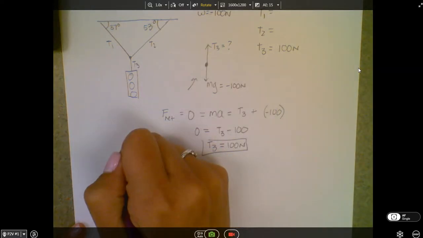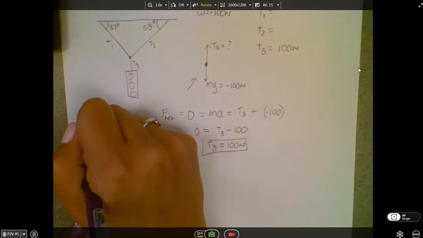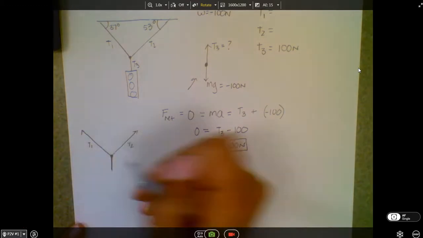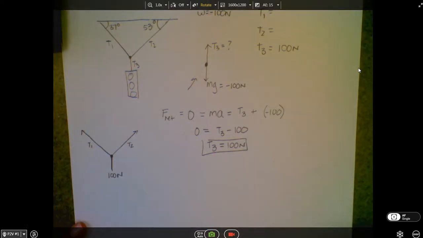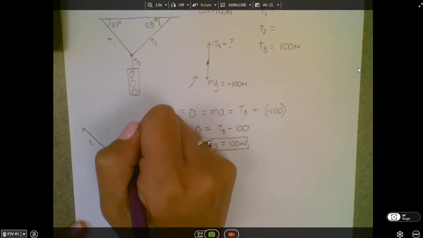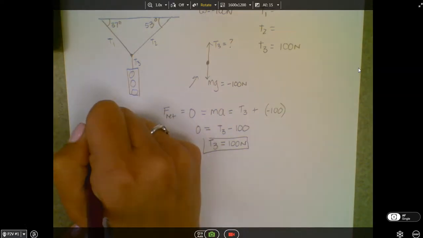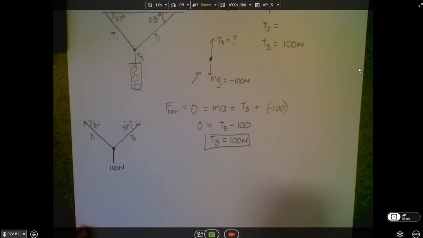I have T2 pulling out this way. I have T1 pulling out this way. And I really have the weight of that thing, or T3, which we know is 100 newtons, pulling down this way. I would go ahead and make sure I draw my angles on here. So this is 53. And I know this is 37. And now we're going to try to work it out from there.